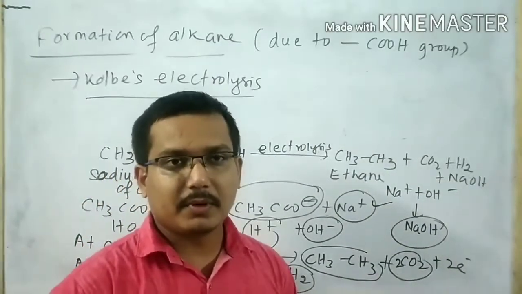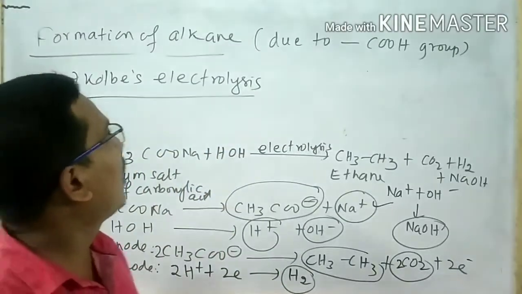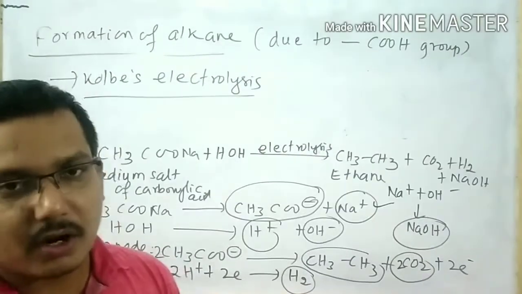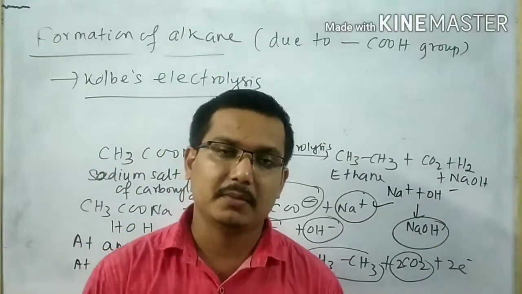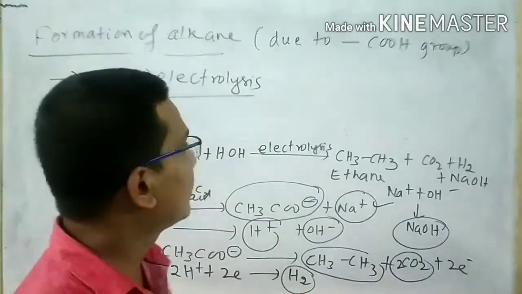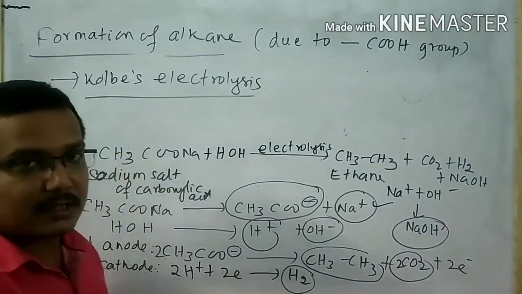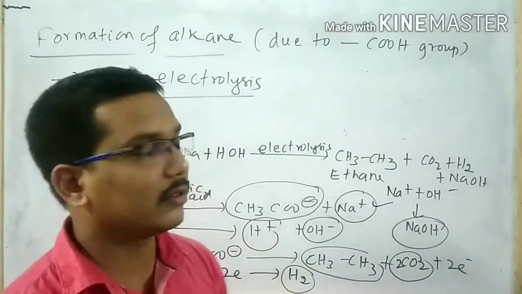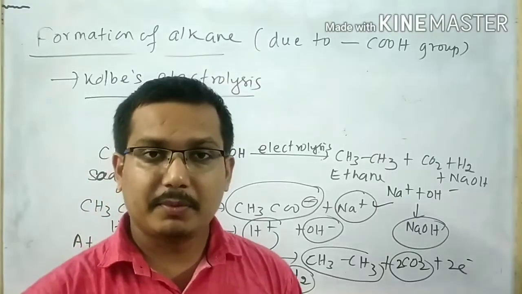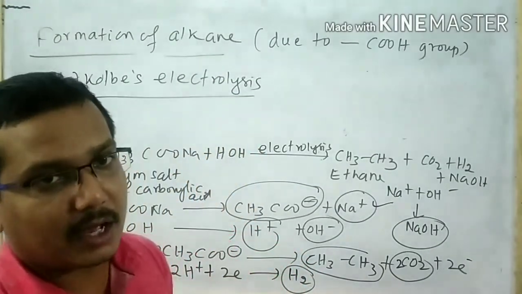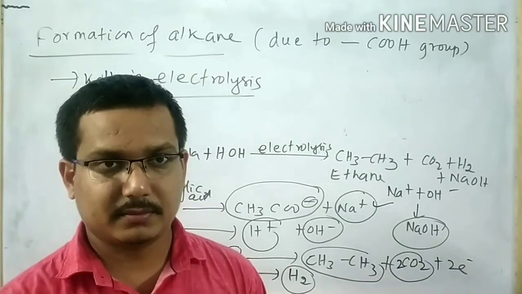There are three methods for the preparation of alkane from carboxylic acid. One is the complete reduction of carboxylic acid by hydrogen iodide in the presence of red phosphorus. Second is your Dumas method. Third is your Kolbe electrolysis. That is all about the preparation of alkane from carboxylic acid.